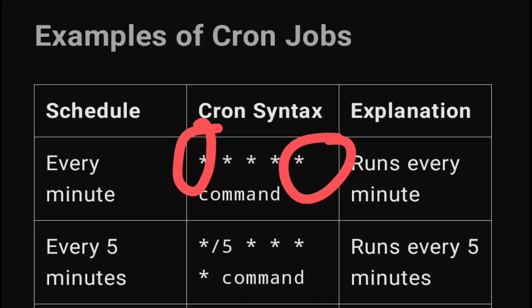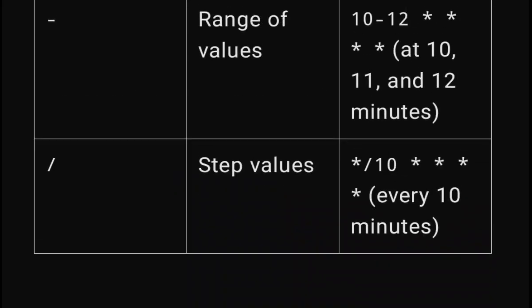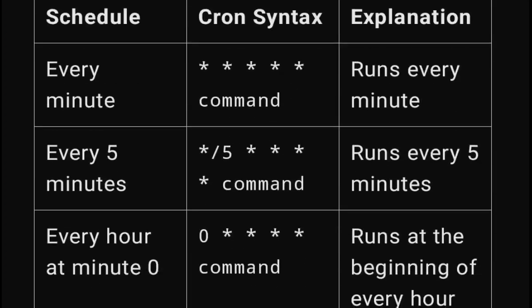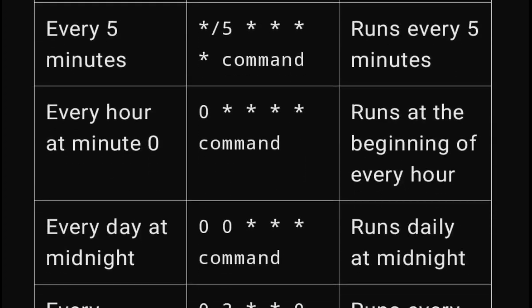And the second example was every 5 minutes. Here you can see every indicates each and every 5 minutes in an hour they need to check. In that case, we need to use the forward slash, what we call step values, for getting a step value. And every hour at minute 0.